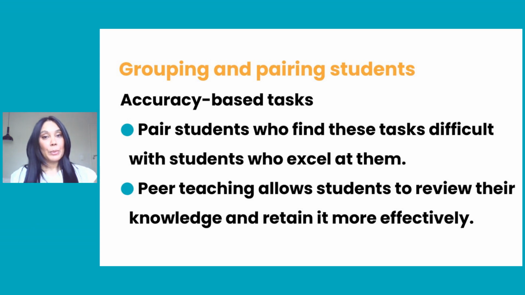So something I want to say to you, and this goes for not only a mixed ability classroom, but any classroom, is that variety is key. So for accuracy-based activities, so remember, accuracy focuses on form, structure. It's very right or wrong, yes or no, controlled kind of practice, right? So for those activities, pair students who find these tasks difficult with students who excel at them. Because what you'll see happening is an exchange of information, questions being asked, right?